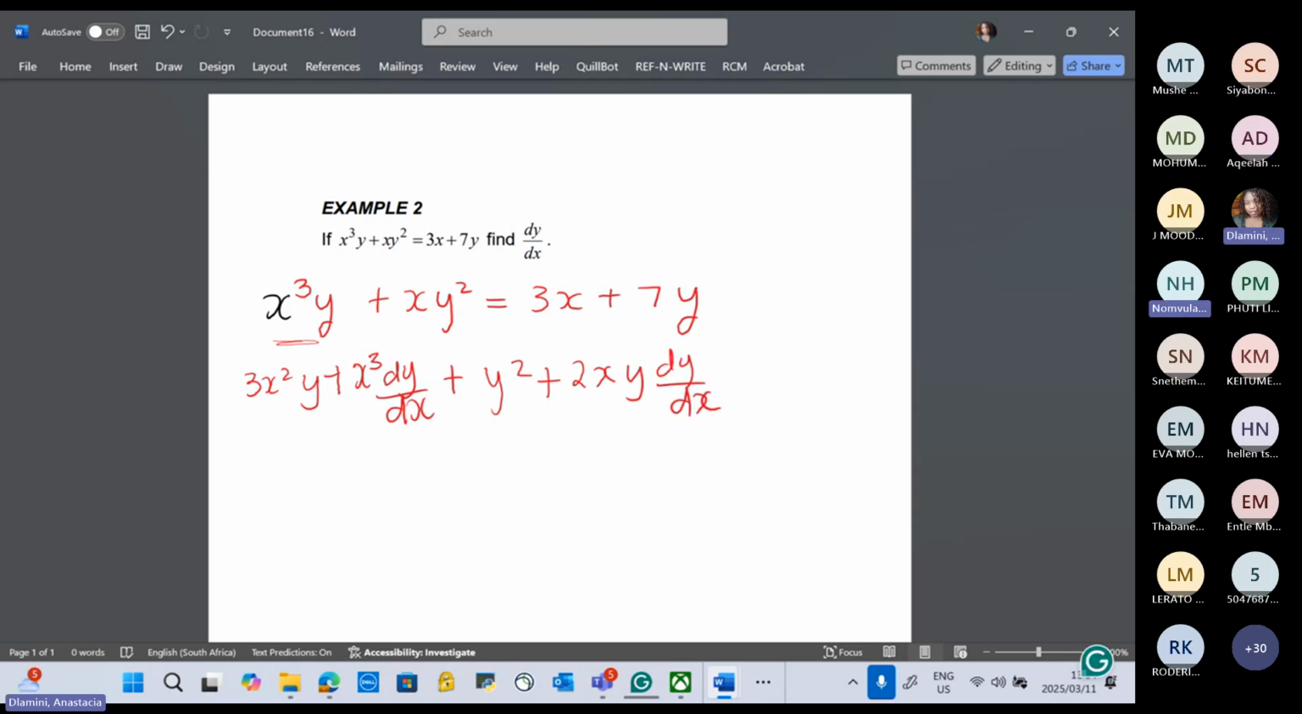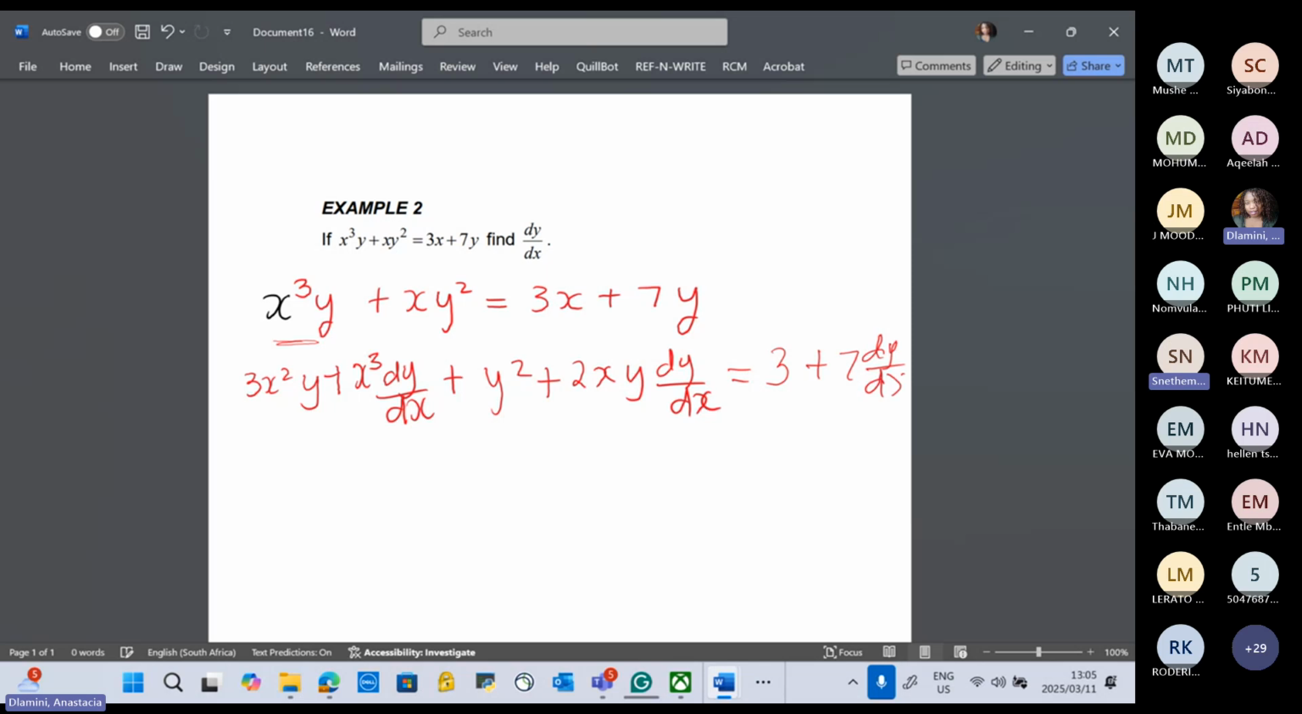Does it make sense to everyone? Yes. Okay, then it's equal to 3 plus 7 dy over dx.